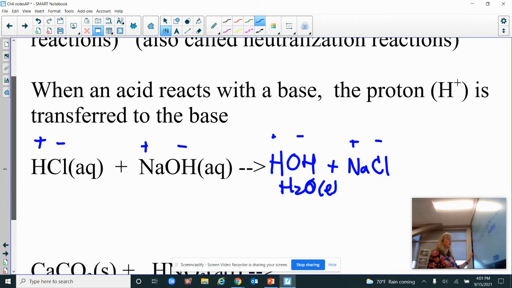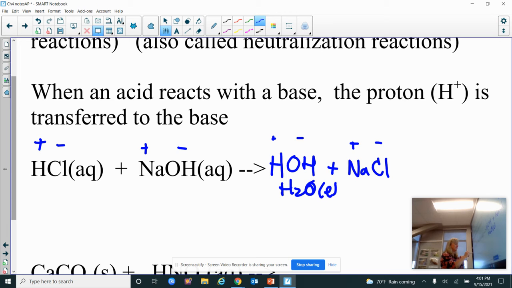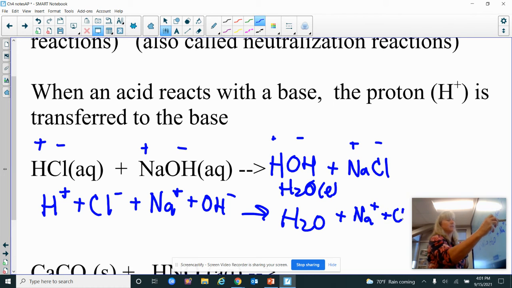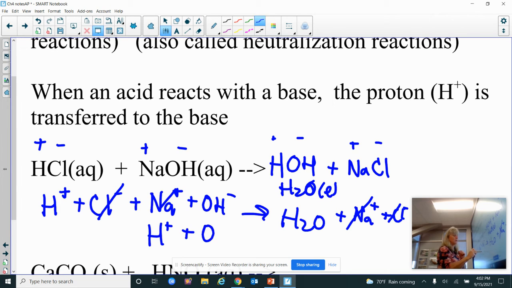But the HCl, being a strong acid, breaks up into H plus and Cl minus. The NaOH is a strong base, but it's also a soluble ionic compound. It breaks up into Na plus and OH minus. Then the water does not break apart, but NaCl is soluble. It's got an alkali metal in it. So Na plus and Cl minus are the result. So now I can cancel off the Na pluses and the Cl minuses. And what I have left is the net ionic equation. H plus OH minus makes water.